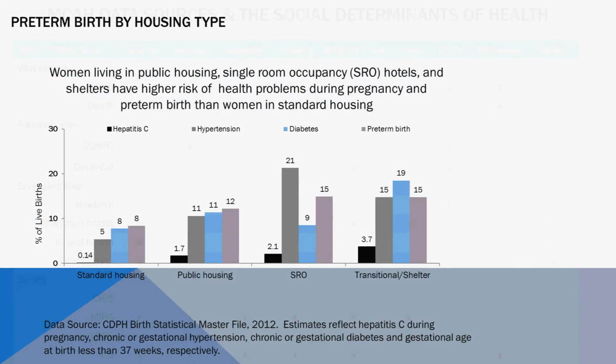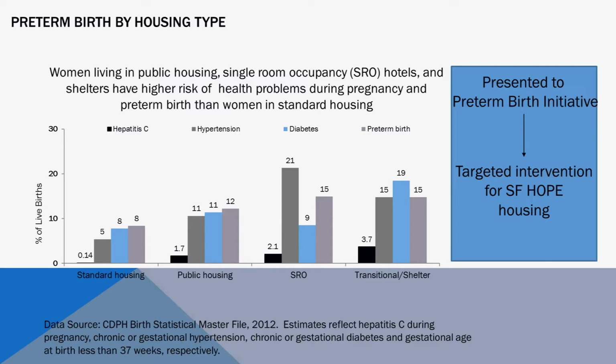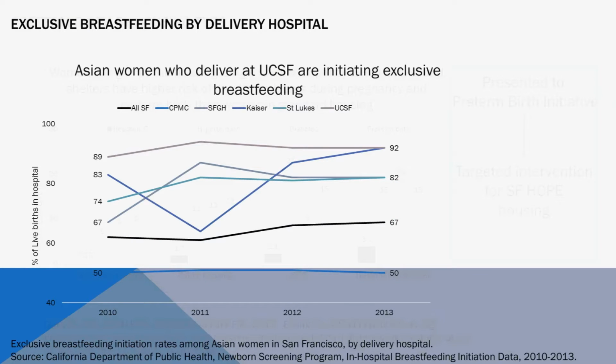This data shows preterm birth by housing type, and we reported that women living in public housing, single-room occupancy hotels, and shelters have higher risk of health problems during pregnancy and preterm birth than women in standard housing. We showed this slide to the Preterm Birth Initiative group, and this has resulted in targeted intervention plans for SF Hope housing.